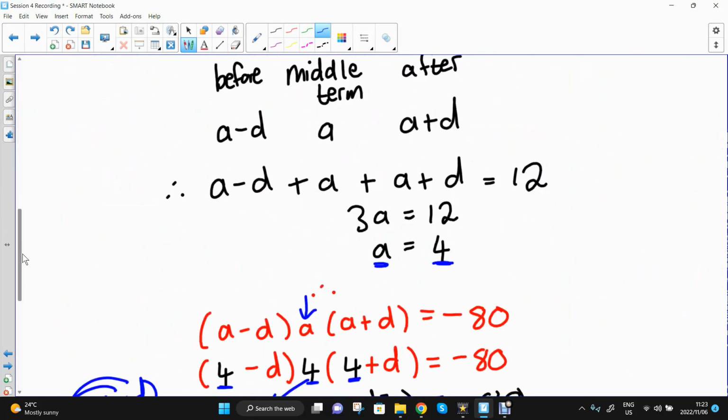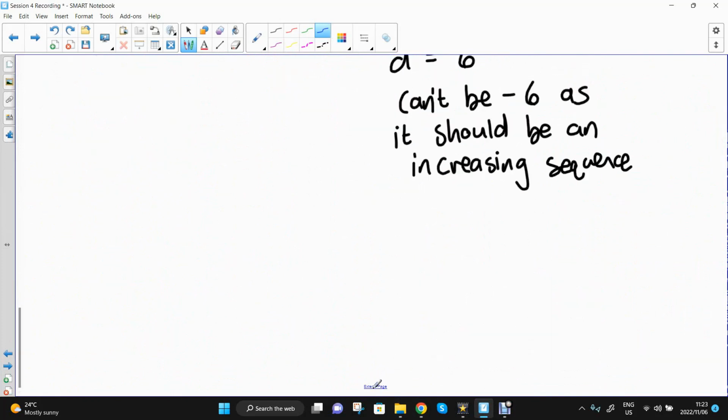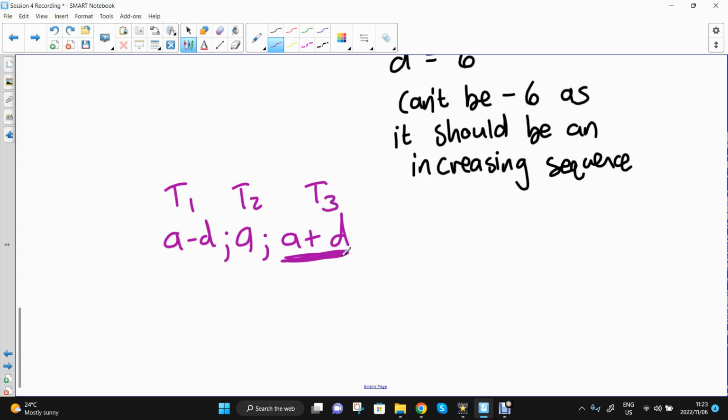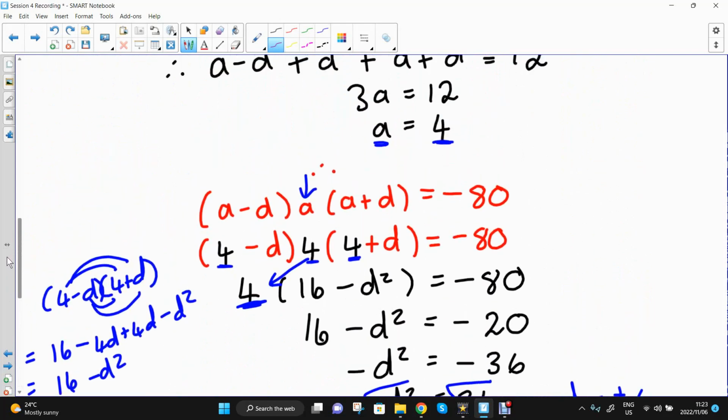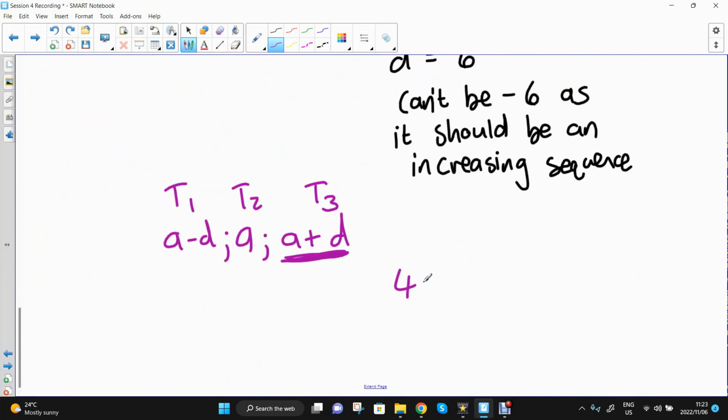So find the third term. So we just need to quickly work that out. So the third term, remember now, you started off with your middle term. Your middle term you called A. Then your first term was A minus D, and your third term was A plus D. So this was your term 1, term 2, and term 3. So they want this answer. So you are just going to say, okay, well, my middle term was 4 plus 6. So my third term is 10. And you've answered the question.